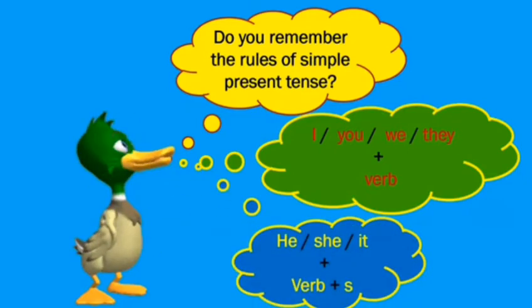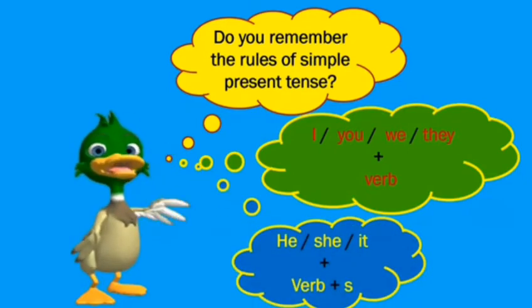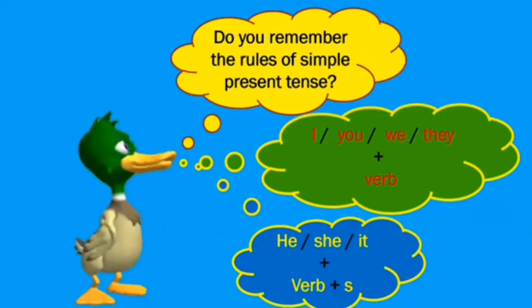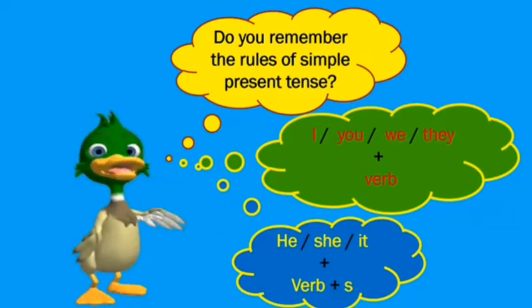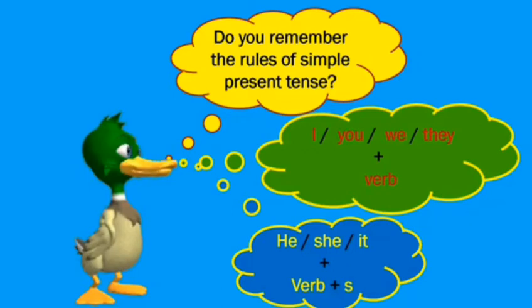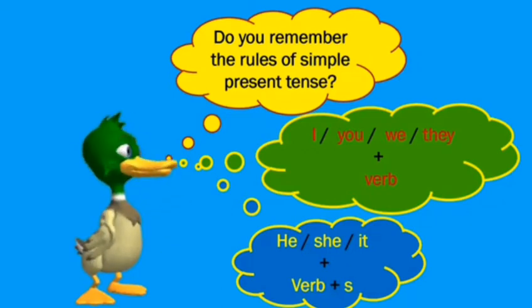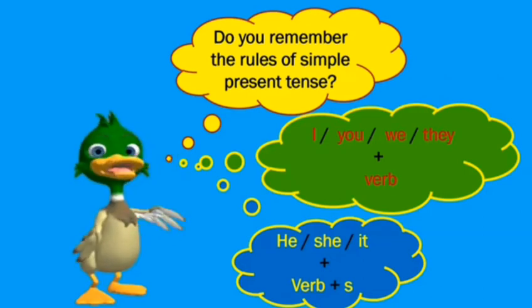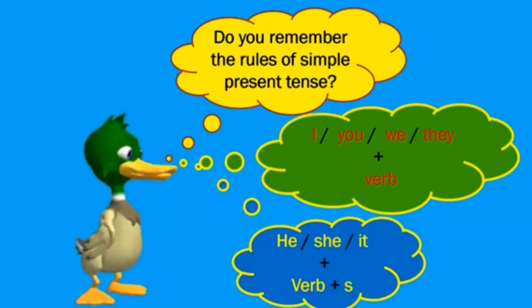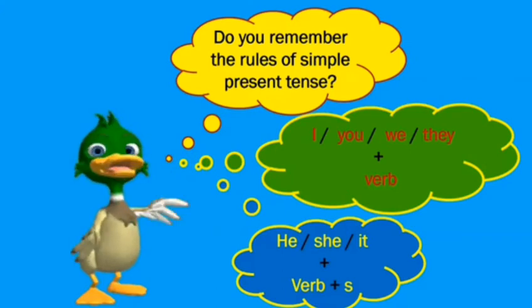Now, with words he, she and it, we use a verb but we add s to it. Okay, children? So remember that with words he, she and it and the names, we use a verb and add s to it.